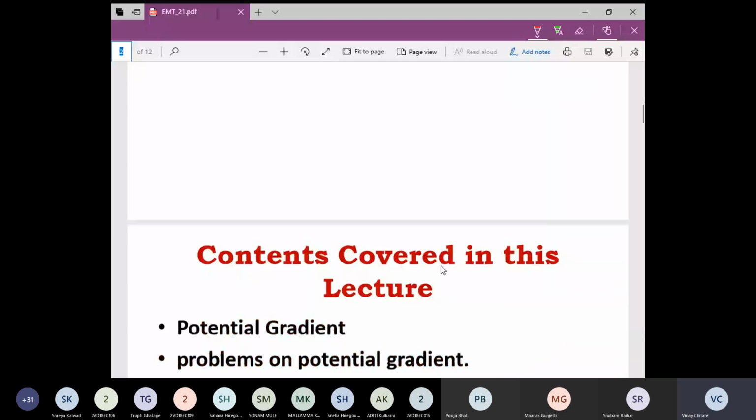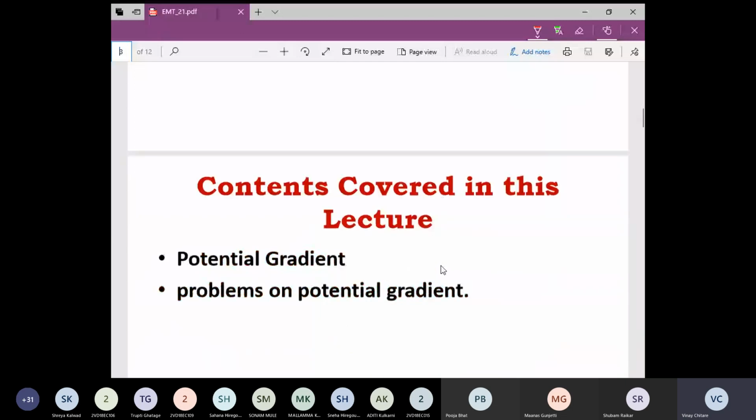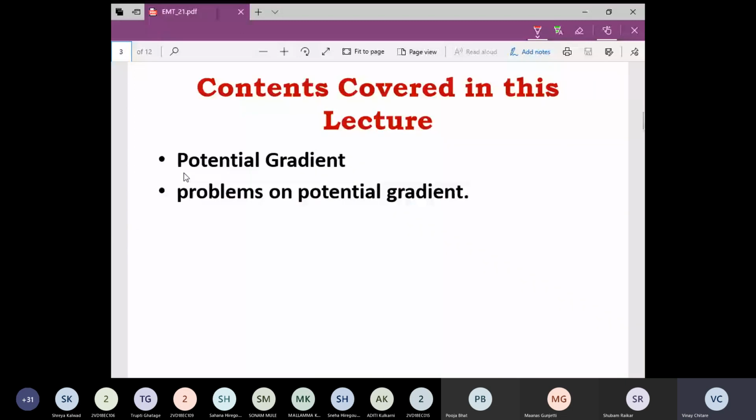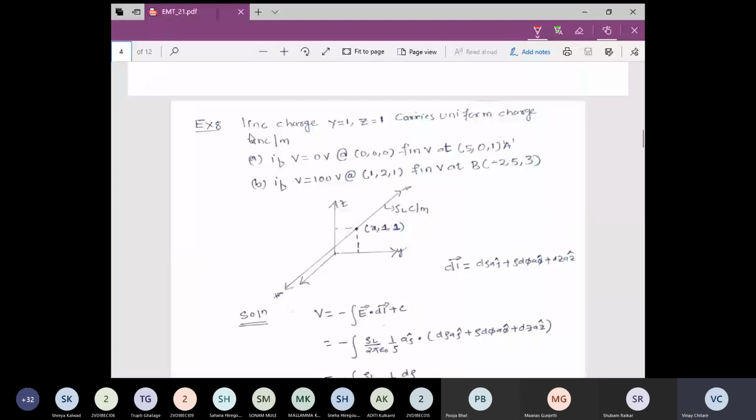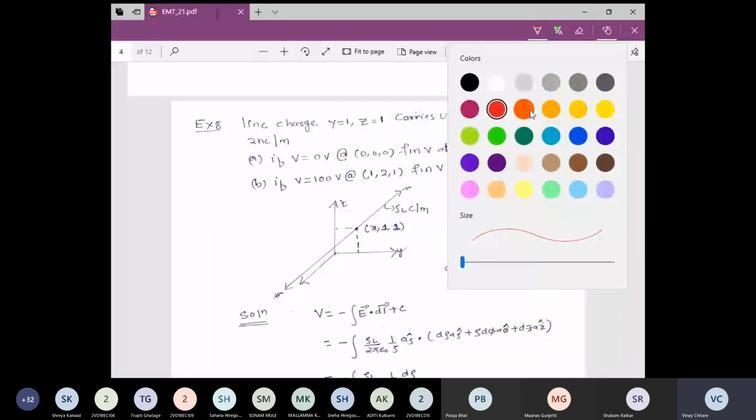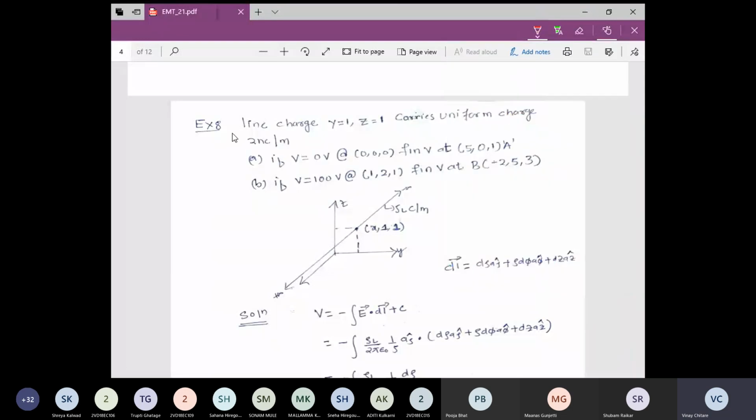Okay, so in this class we'll try to cover what is potential gradient, and we'll try to see problems on the potential gradient. But before that, let us solve one more problem. In the previous class we solved problems on potential for different cases due to a point charge, and in this class we'll try to solve problems on the line charge.